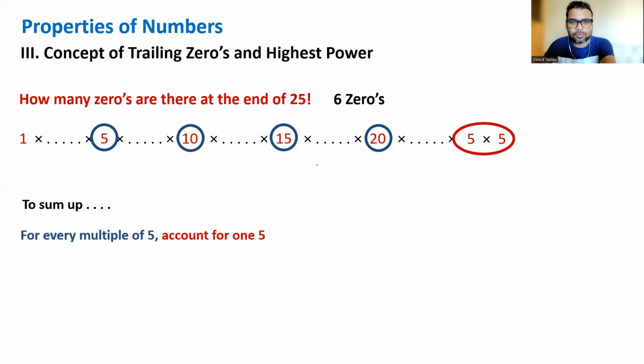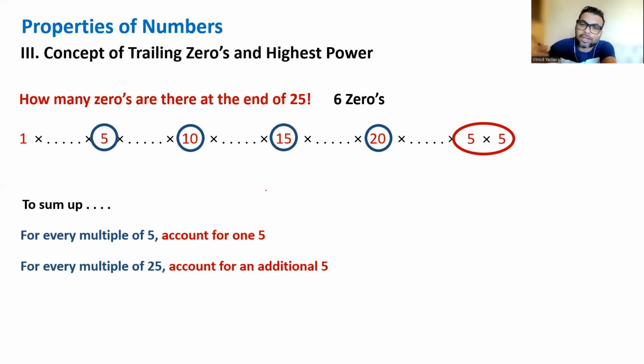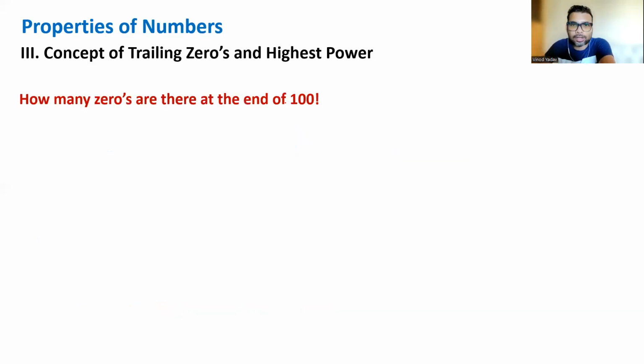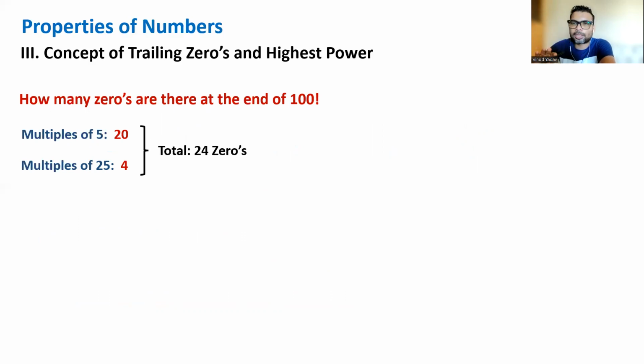So to sum up, for every multiple of 5, account for one 5. For every multiple of 25, account for an additional 5, and so on. इसी को थोड़ा shortcut बना देते हैं हम. 100 factorial. Okay, so multiples of 5 तो 20 हैं. 100 divided by 5 किया तो 20 आया. Multiples of 25 4 हैं, बराबर 25, 50, 75 और 100. और 125 का कोई मल्टीपल है नहीं, because 125 तो 100 के आगे शुरू होगा ना. So there are total 24 fives, so 24 tens, so 24 zeros, right?